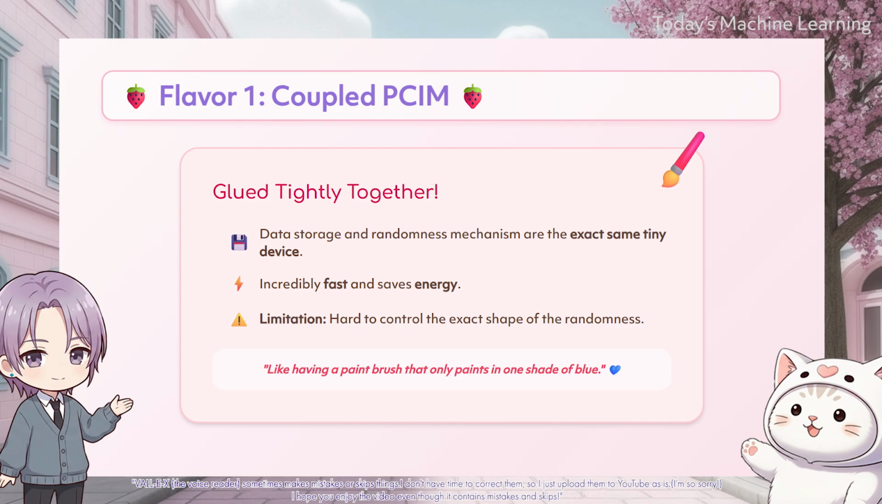In this setup, the place where the computer stores the data and the physical mechanism that creates the randomness are literally the exact same tiny device. And this is incredibly fast and saves energy, which is perfect for AI systems that are hungry for randomness. However, the paper notes that because they are glued together so tightly, it is very hard to control the exact shape of the randomness. It is like having a paintbrush that only paints in one shade of blue.